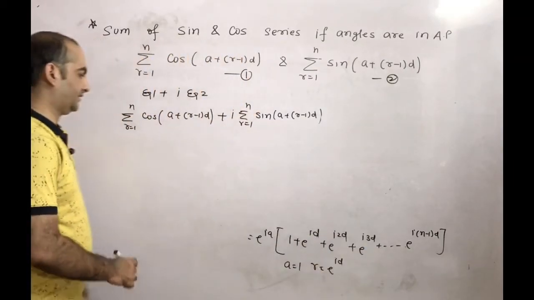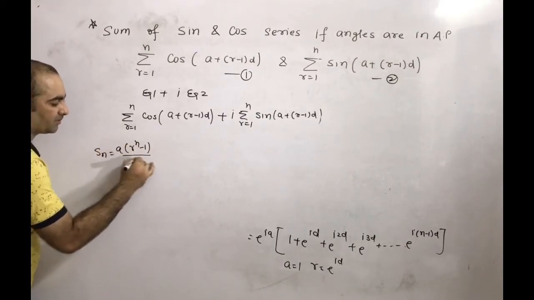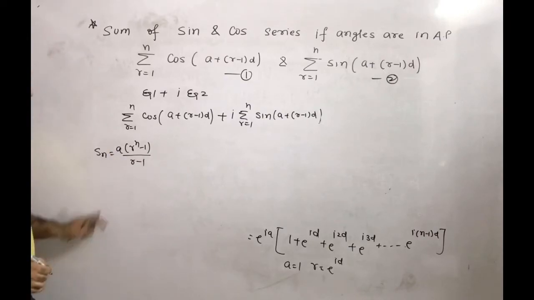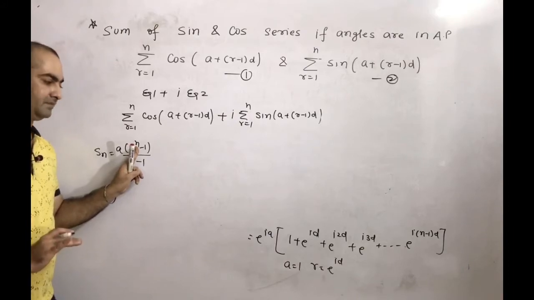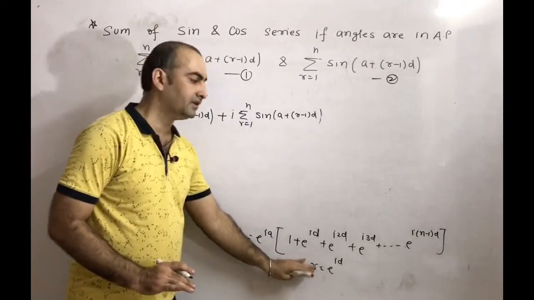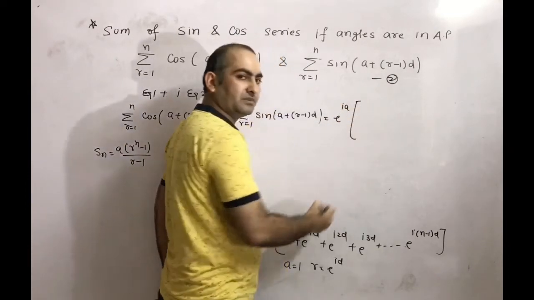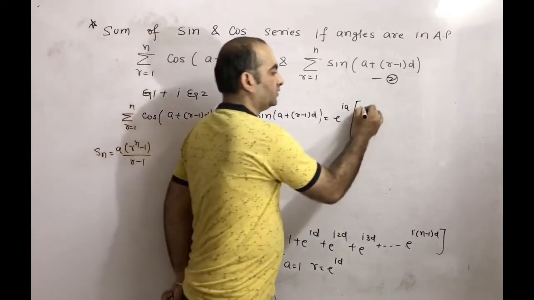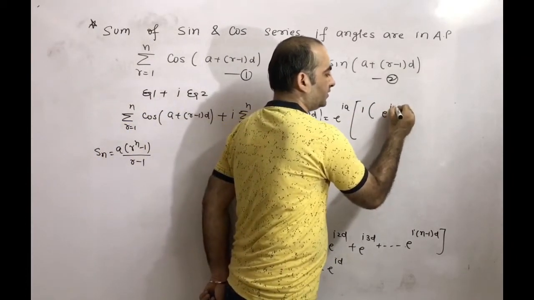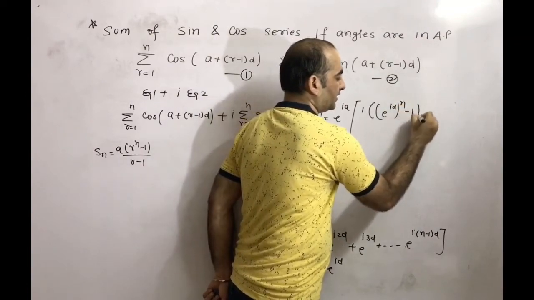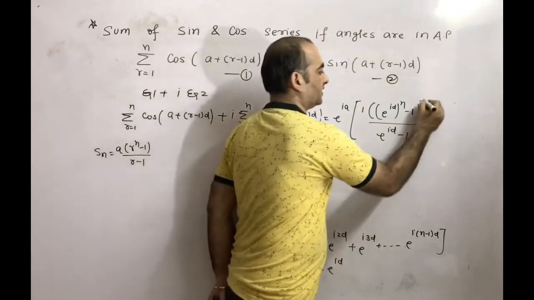Sn is what? A into r power n minus 1 divided by r minus 1, where A is the first term of the GP, r is the common ratio of the GP, and n is the total number of terms in the GP. So if you apply this formula here, this is equal to e power iota a in bracket. The first term is 1, so 1 into, common ratio is e power iota d, so e power iota d to the whole power n minus 1, divided by e power iota d minus 1. So this will come.